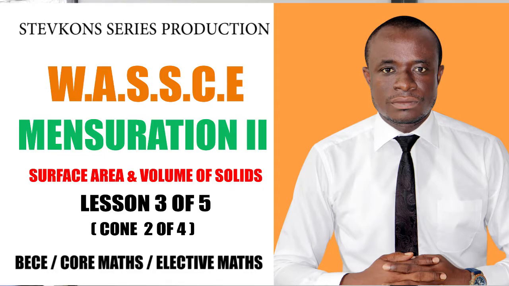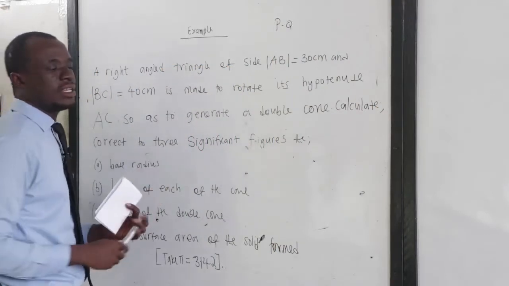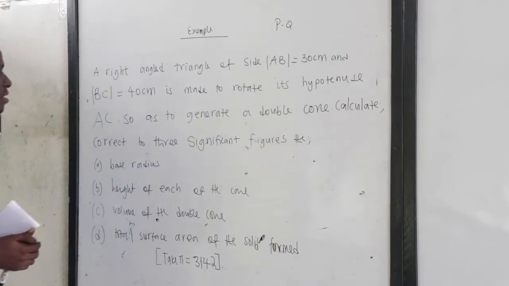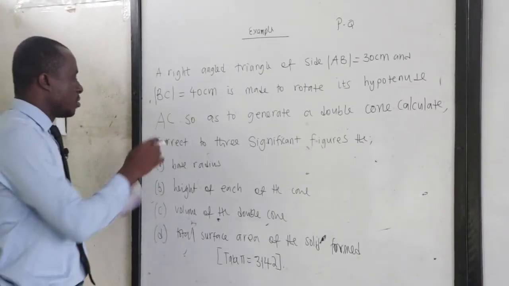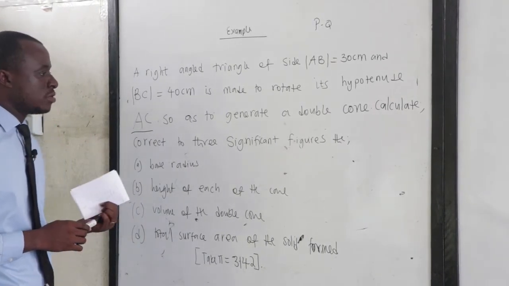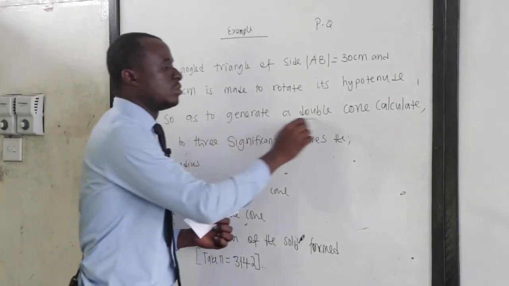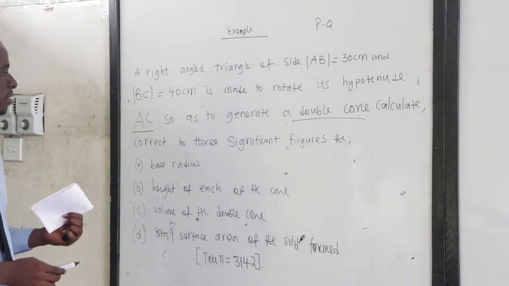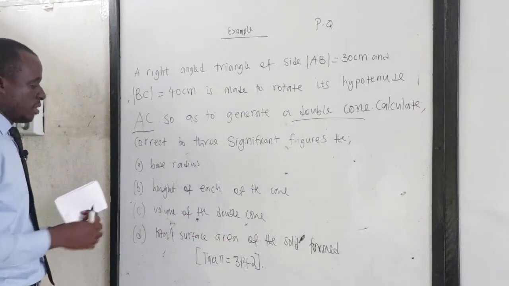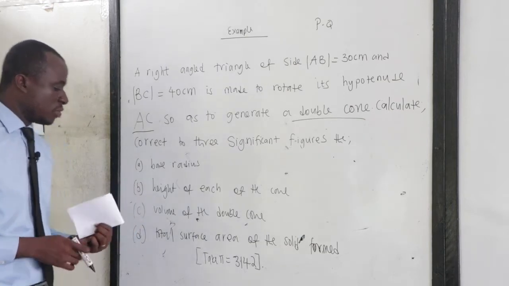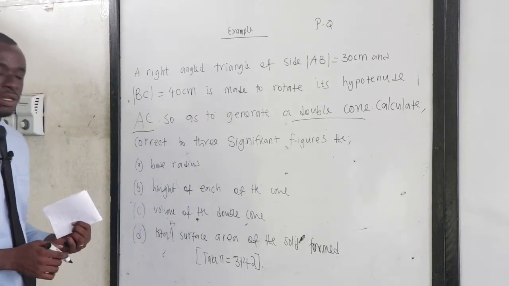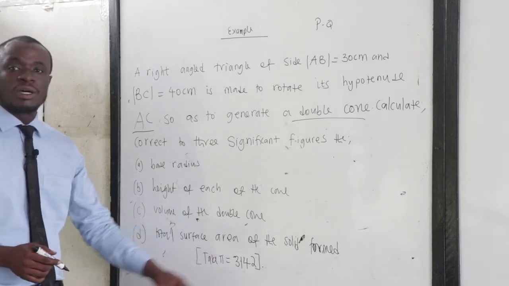And let's consider this past question. It is saying that a right angle triangle of side AB 30 centimeters and BC 40 centimeters is made to rotate about its hypotenuse, so AC is the hypotenuse, so as to generate a double cone. We should calculate, correct to three significant figures: the base radius, the height of each of the cones, the volume of the double cone, and the total surface area of the solid formed. We should take pi to be 3.142.